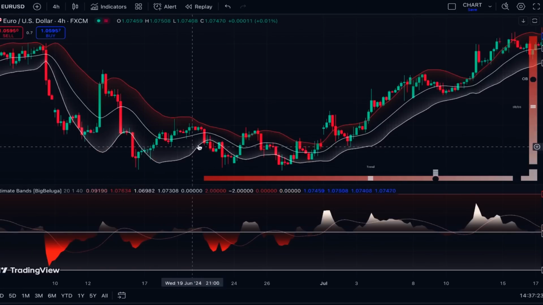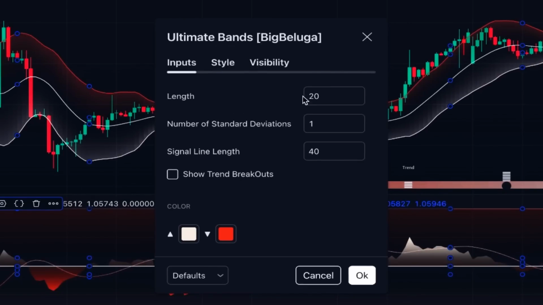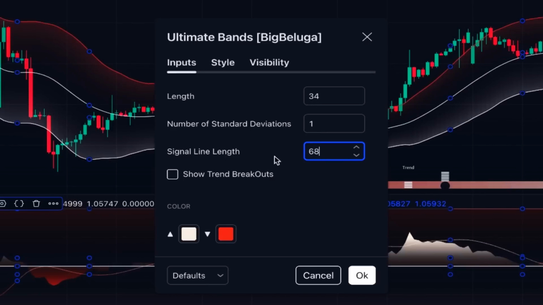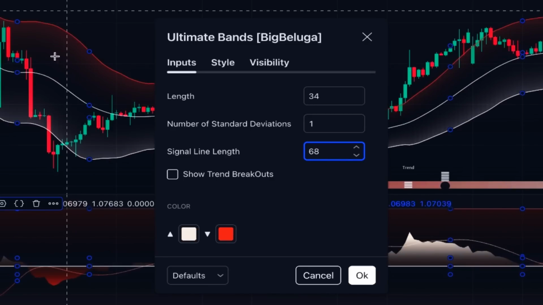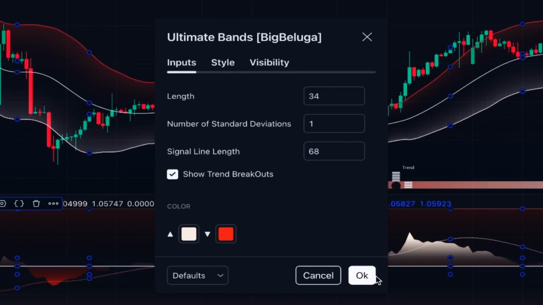To optimize the indicator and make it even smoother, we go to the settings of the indicator to adjust the settings. Here for the length we set it at 34, and here for signal line length we set it at 68. The number of standard deviation is set at 1, which means that the upper and lower bands are set 1 standard deviation above and below this middle line. We don't change this because later we're gonna use breakout signals out of the band. Here we turn on show trend breakouts, so they will be shown on the chart.